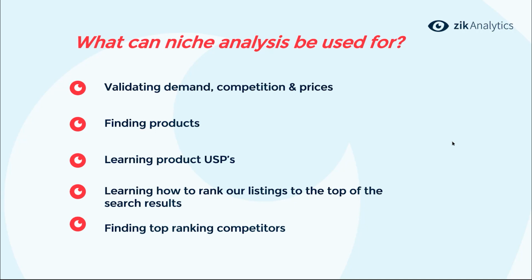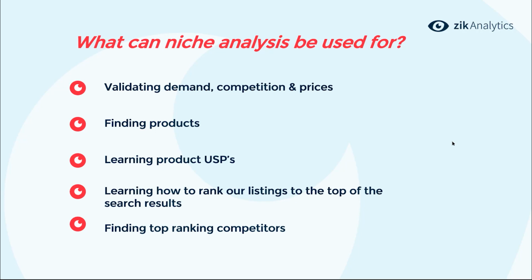The second thing it can be used for is finding products. So after we validate the niche and we say, okay, this niche has high demand, now we need to choose which product we are going to sell in this product niche, right? So once we have the results in front of us, when we analyze the niche, we can see what the top selling products are, what the unique selling propositions are, and choose a product that we want to sell or want to compete with. Number 3 is learning product USPs.